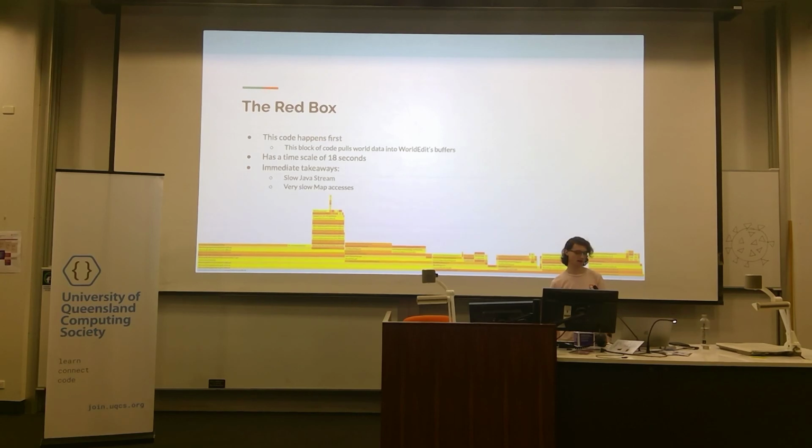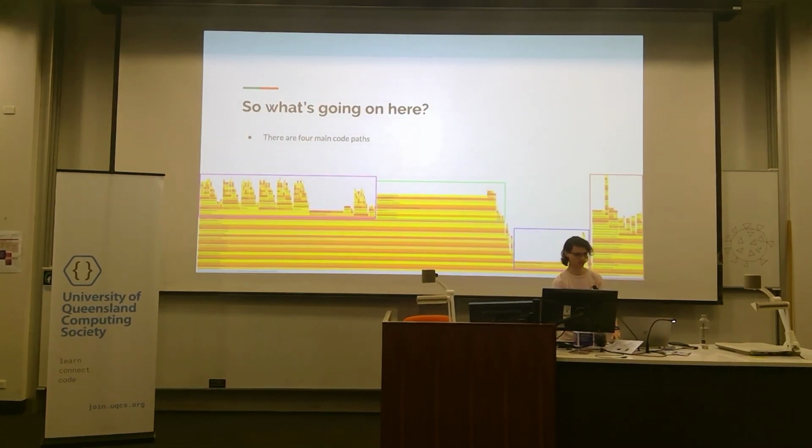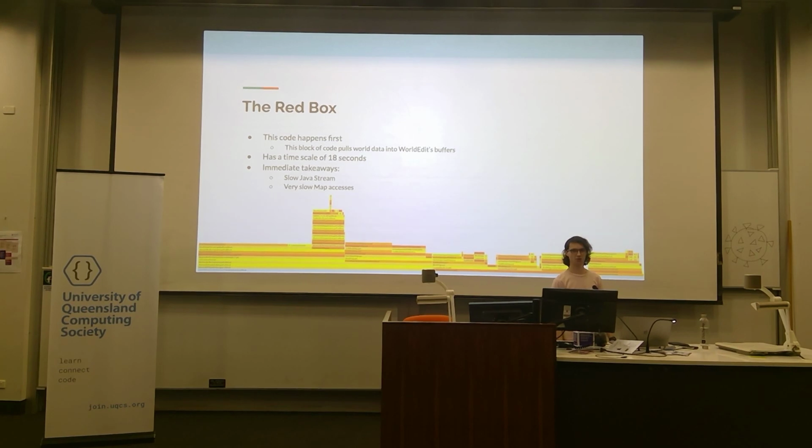So firstly, that red box, which was on the right-hand side there, this code actually happens first, despite being last on the thing. And this basically pulls data into a buffer. It takes 18 seconds in this profile, and I immediately noticed that there were some very slow Java stream accesses and also very slow map accesses. It's kind of hard to see probably on this board, but right over in the end there is the streams, and the rest of it is basically map accesses.